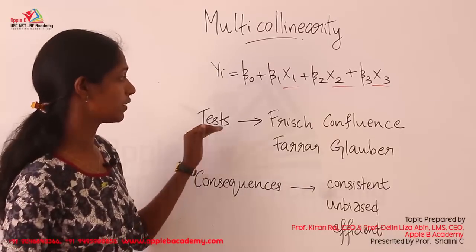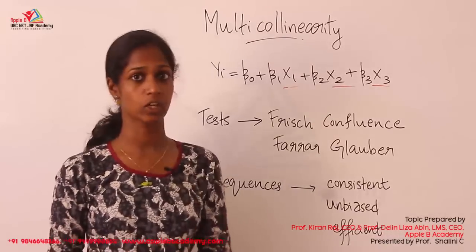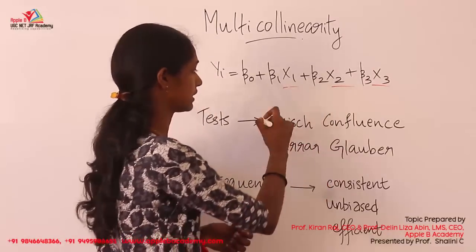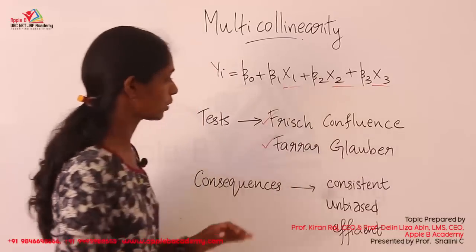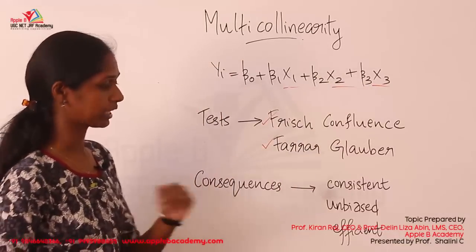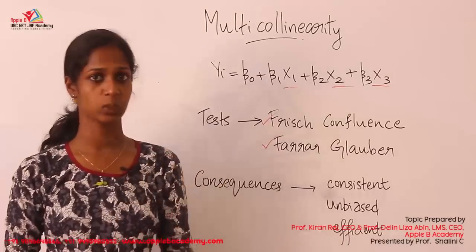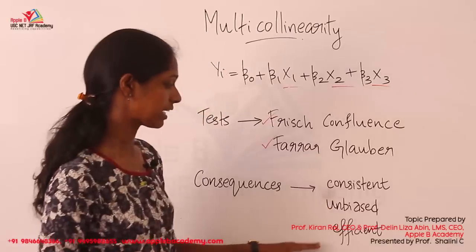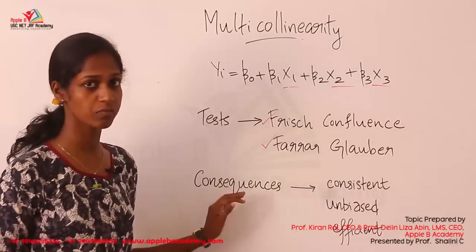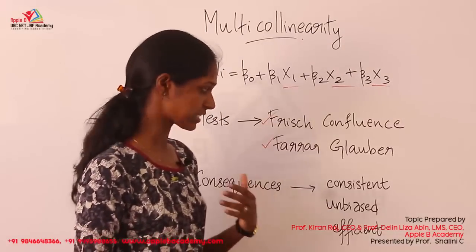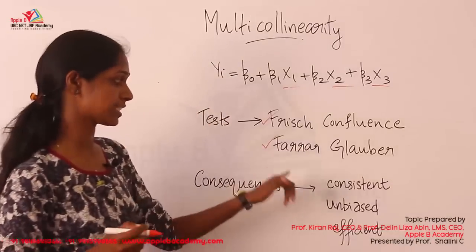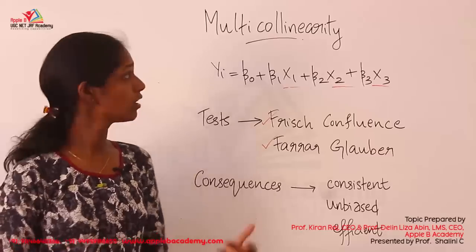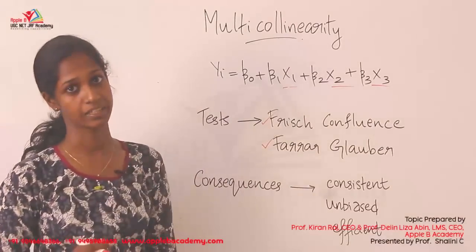So what are the tests that we employ to detect multicollinearity? Frisch confluence analysis and Farrar-Glauber are the tests used to test multicollinearity. And if you continue the estimation disregarding multicollinearity, the estimators will continue to be consistent, unbiased and efficient. So the consequences of disregarding multicollinearity are very small, because the estimators remain consistent, unbiased and efficient.